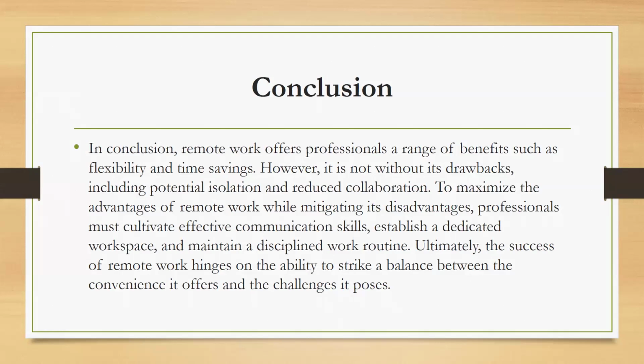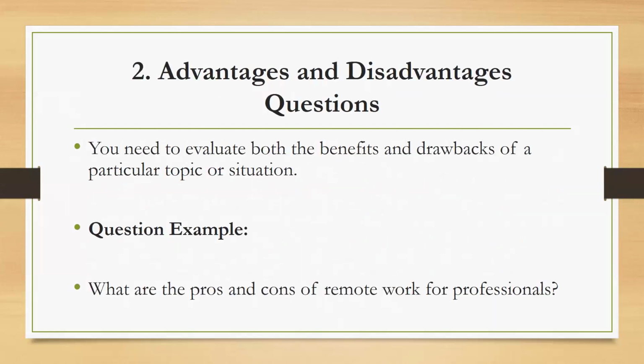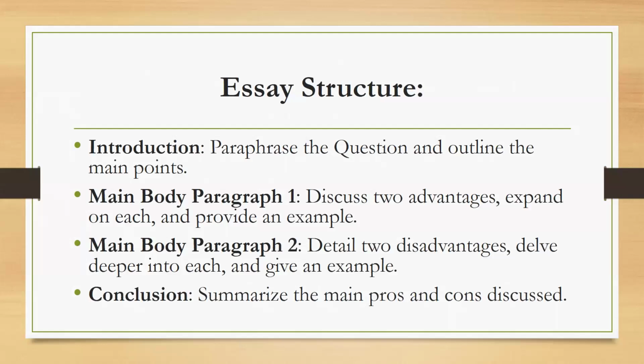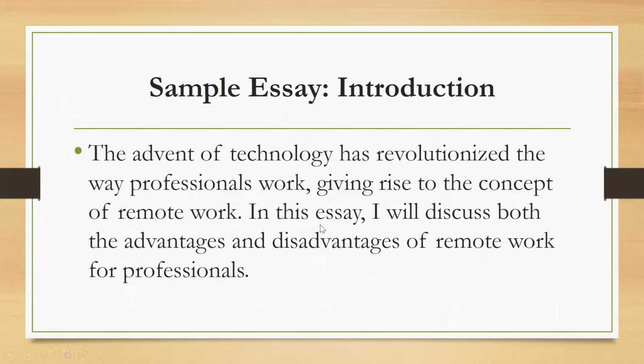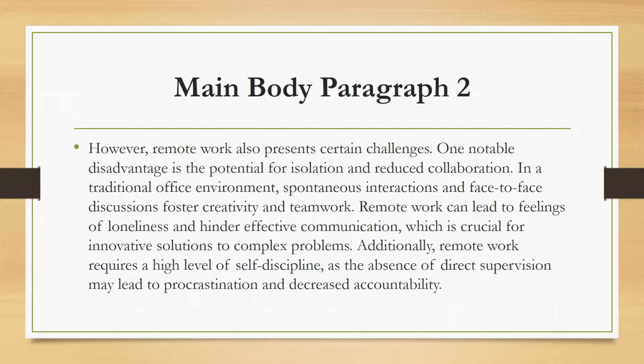This is how an advantages and disadvantages type of essay looks like. And this is our proposed structure to you. Introduction, main body paragraph 1, main body paragraph 2, conclusion. Main body paragraph 1, 2 advantages. Main body paragraph 2, 2 disadvantages. Conclusion, summarize both the pros and the cons. Yes, the conclusion is very thick. Okay, so that is the advantages and disadvantages.